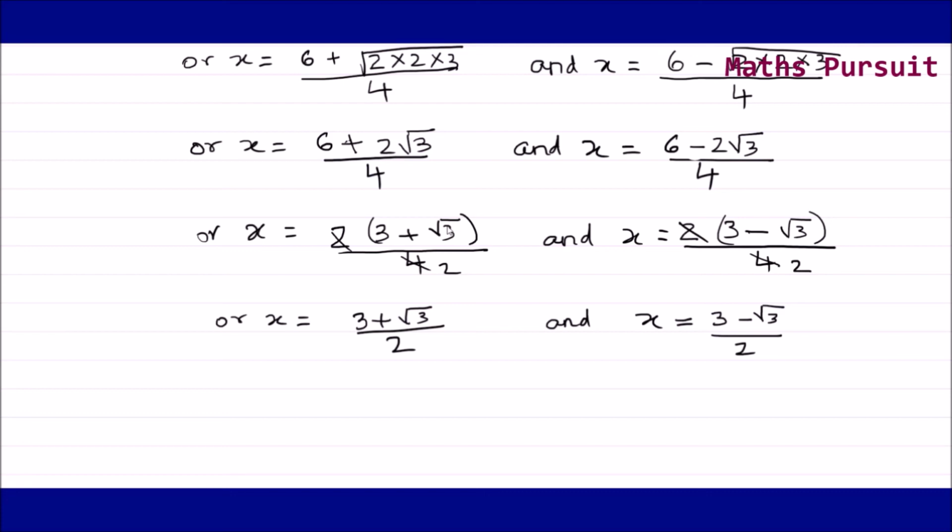These are the two solutions that we got. Hope guys you understood this calculation, because these are the two different solutions that we got. One is x is equal to 3 plus root 3 upon 2, and the other one is x is equal to 3 minus root 3 upon 2. Hope you understood this process. This is very simple and very straightforward.